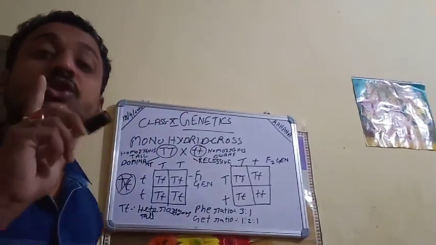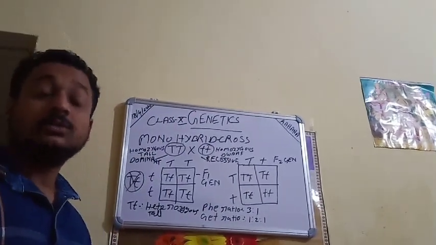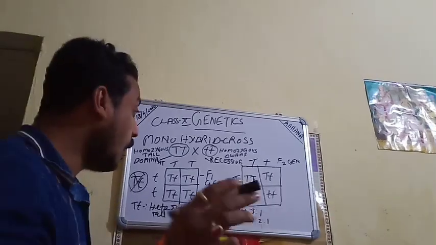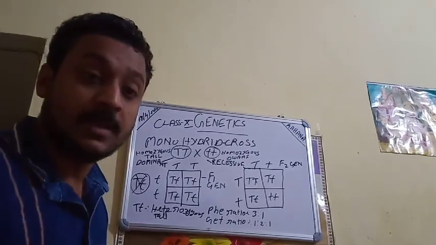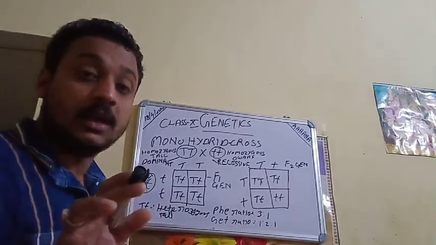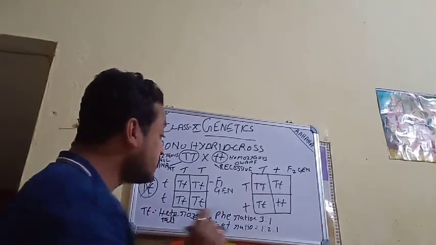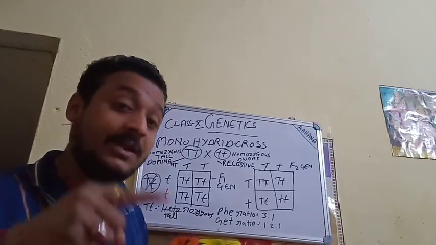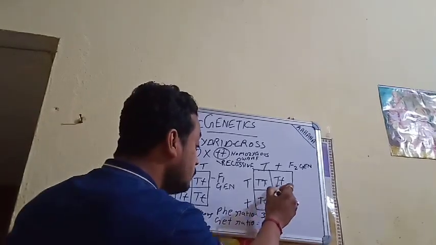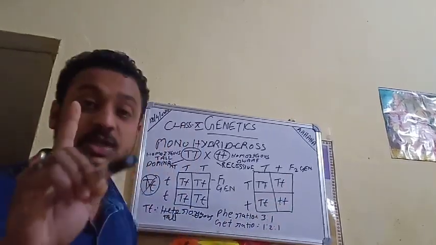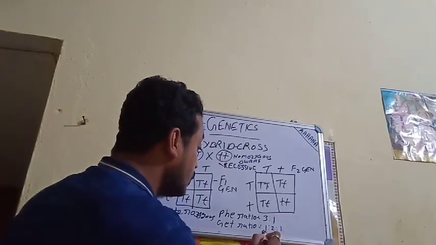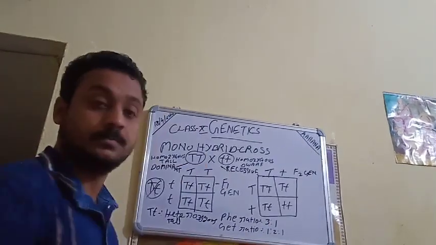Now talking about genotypic ratio. How does this genotypic ratio happen? Now we need to see genotypically. So how many capital T is there? 1, because it is homozygous. How many capital T small t is there? 2. How many small t is there? 1. So 1 is to 2 is to 1.